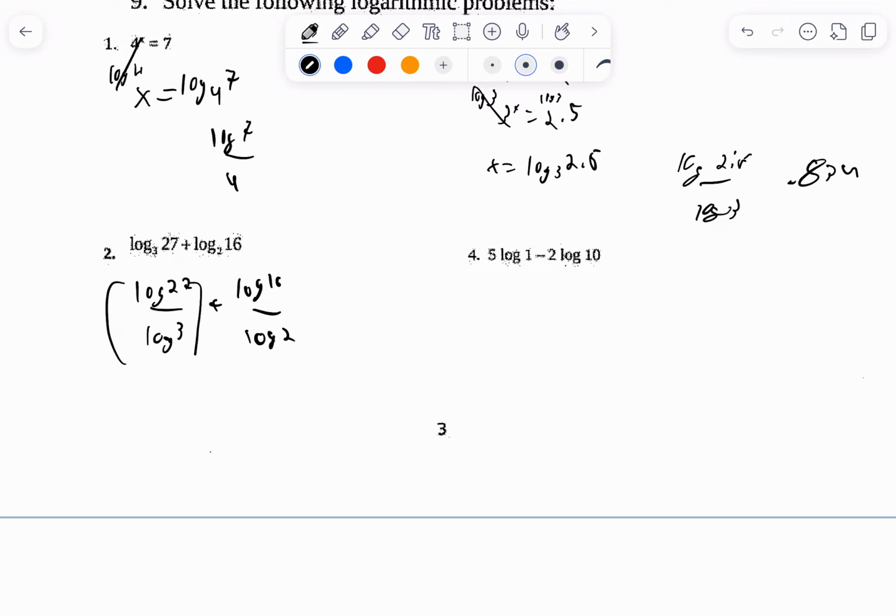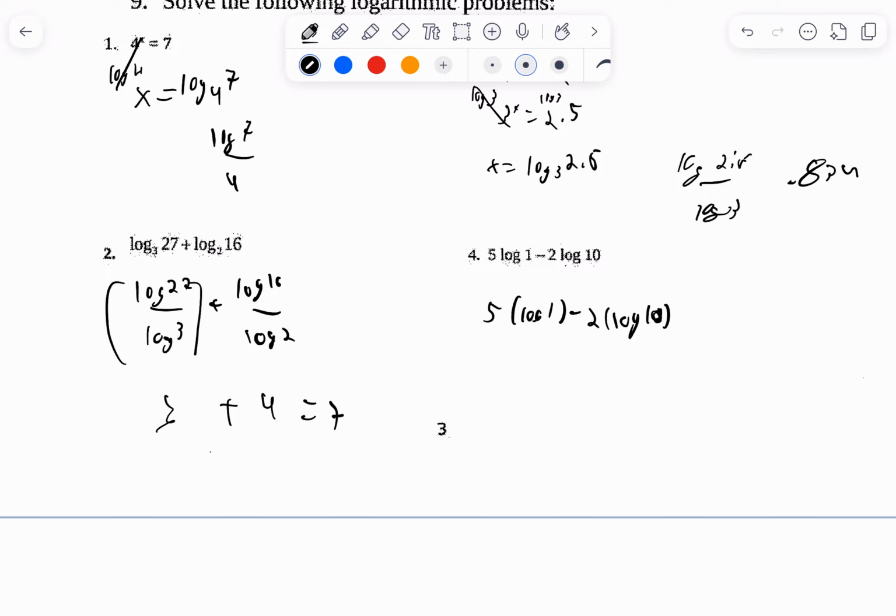So let's put log 27 divided by log 3 equals 3. And then you do the same for the other side, which will end up with a 4. And 3 plus 4 equals 7. Simple as that. And now 5 log 1 minus 2 log 10. Here you'd put 5 log 1 minus 2 log 10, because you're basically separating it into the different parts.